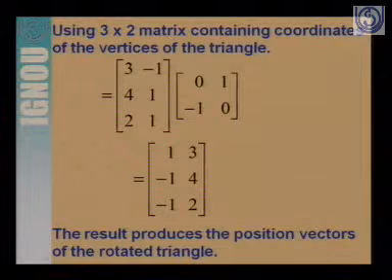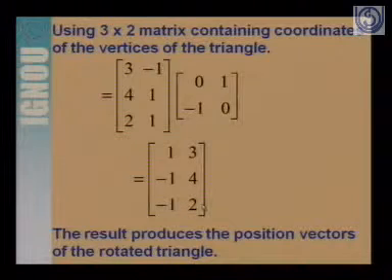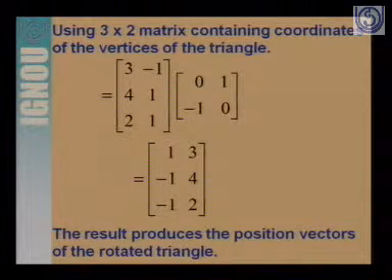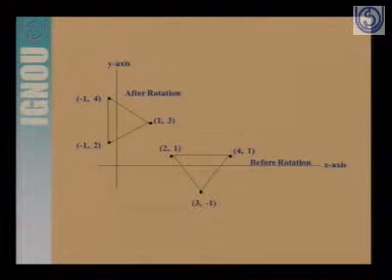Here we have seen this. So using a 3 by 2 matrix, 3, minus 1 was the coordinate for one point of this triangle. 4, 1 was also an original coordinate of one endpoint of the triangle. So if we multiply this with the transformation matrix, finally we get 1, 3, minus 1, 4, minus 1, 2 as the coordinates for the endpoints of the triangle after rotating it by 90 degree. We can go back to the original figure and see that minus 1, 4, 1, 3 and minus 1, 2 are the final coordinates of the endpoints of the triangle after rotating it 90 degree.